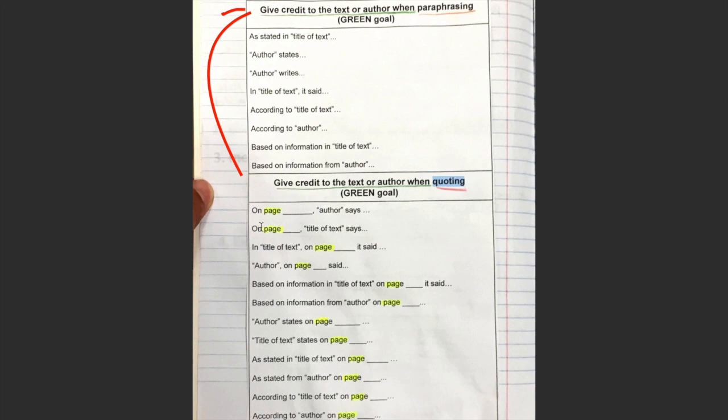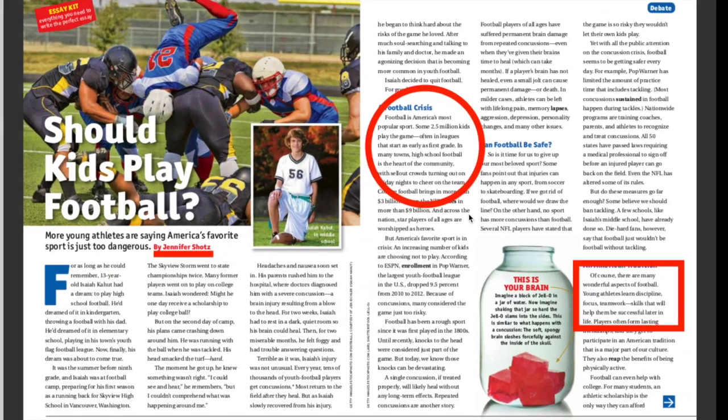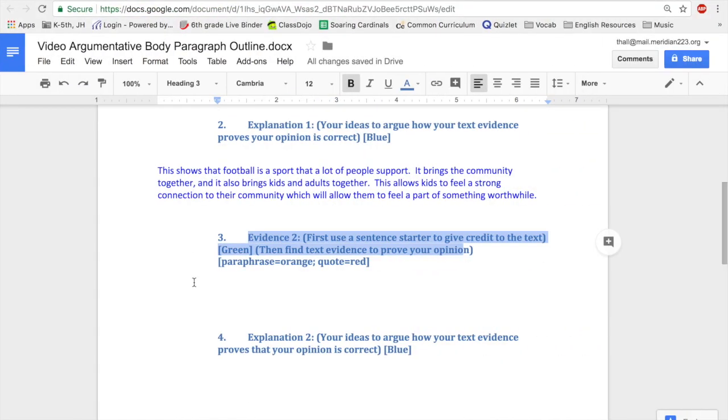And notice really the only difference between the top and the bottom is that on the bottom we need a page number. So whenever we quote, we need a page number, and then we can either use a title or the author. I'm going to use the author again. I'm just going to use my first one where it says "on page blank, author says." So I'm going to go back and see where my quote came from, and it looks like my quote came from page 11. So I'm going to put "on page 11, Schatz says," and now I'm ready to quote.